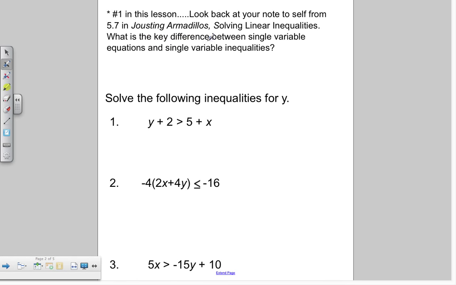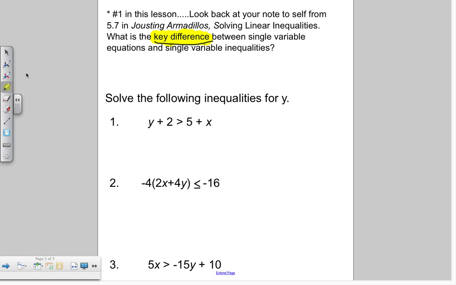Okay, number 1, in this lesson, look back at the first question in this lesson. It says, look back at your note to self from 5.7 in Jousting Armadillos. Solve linear inequalities. What is the key difference between single variable equations and single variable inequalities? Okay, the key difference, and I'm telling you this, even though you really should look it up yourself. So maybe you did already and you're watching this after the fact.